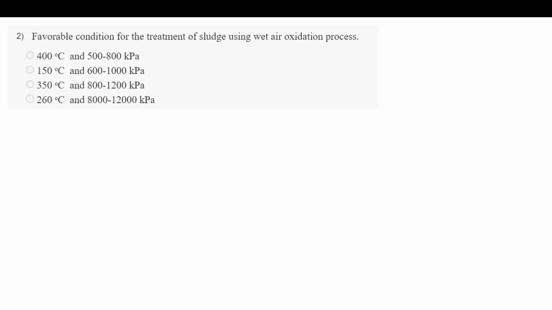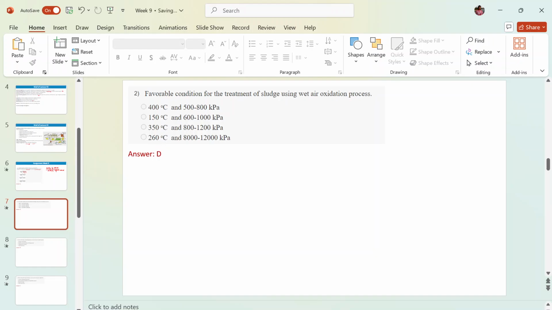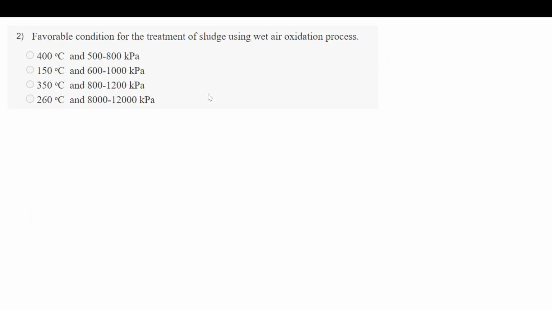Now the next question is: the favorable condition for the treatment of sludge using the wet air oxidation process is dash. Sorry, I guess for wet air oxidation the temperature maintained is around 150 degrees Celsius. So the answer should be B in this case, and this is the corresponding pressure for that process.